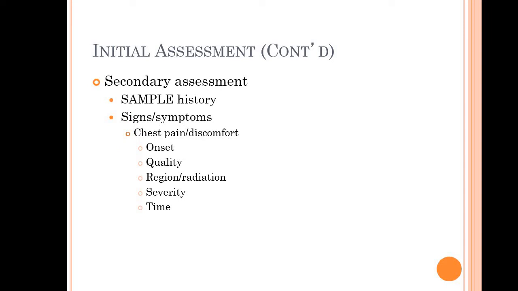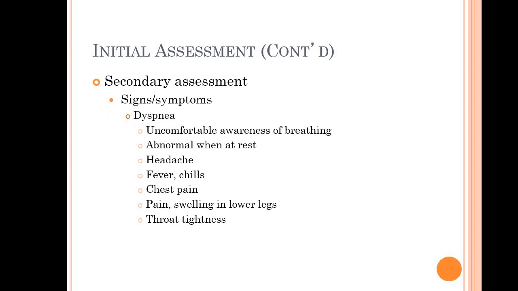SAMPLE and OPQRST is very important, like we've discussed before. It's going to really help you out in your differentials here. And watch for your signs and symptoms. Just because someone is having difficulty breathing doesn't mean it's respiratory. It could be cardiac as well. It could be several things. So dyspnea is just this uncomfortable awareness of your breathing, the same way palpitations is an uncomfortable awareness of your heart beating. Maybe it's too fast or slow, that sort of thing.